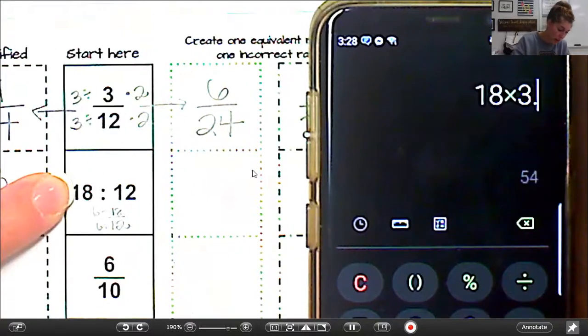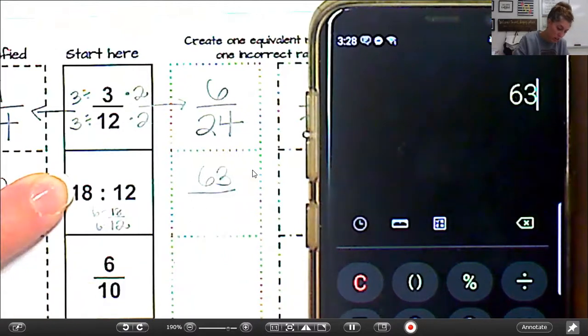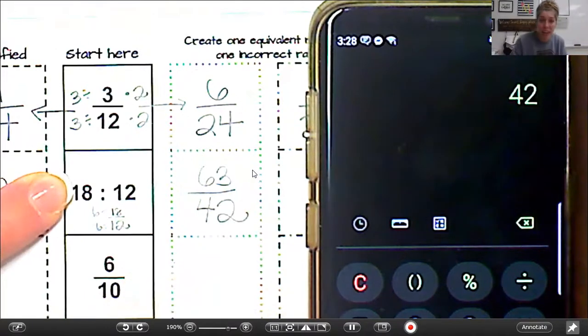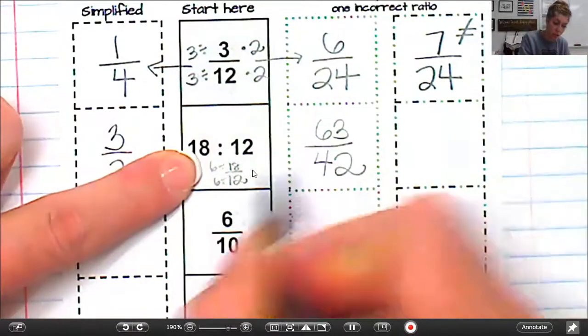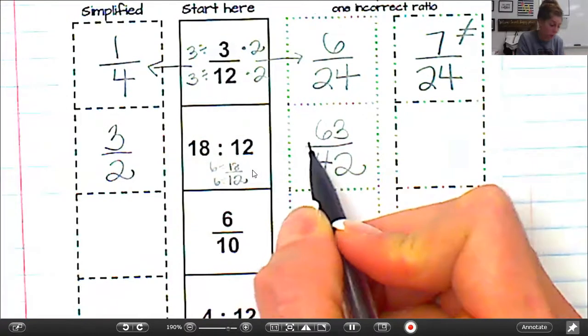18 times 3.5 is 63 over 12 times 3.5, 42, right? As long as you multiply by the same value, you have created an equivalent ratio that is larger.